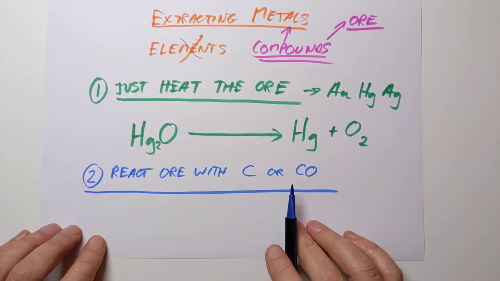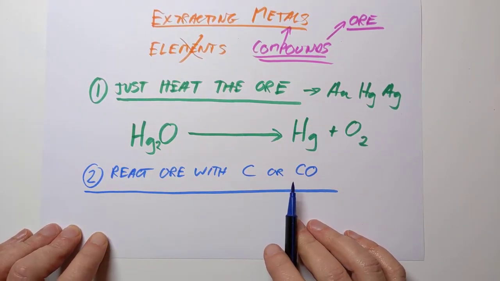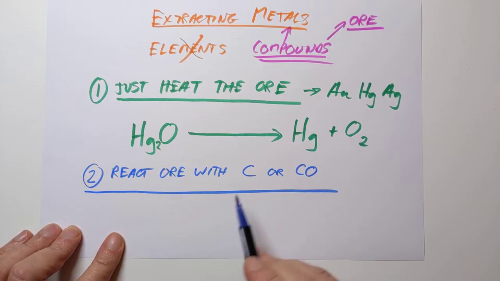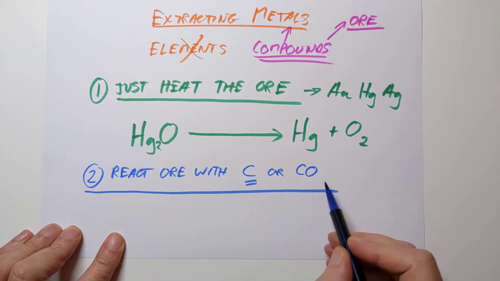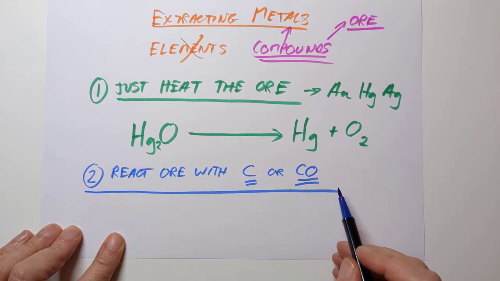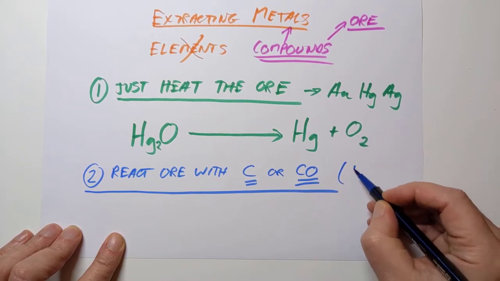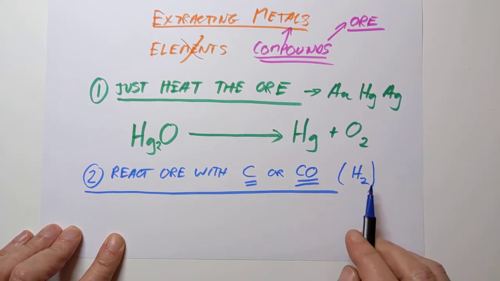Okay, method two. This time we're going to use something a bit more technical. We are going to react your ore with something which is going to rip away the oxygen and leave you with a bare element metal behind. And the two chemicals the SQA want you to be aware of used to be three. We've cut it back down to two these days if you're interested. The third one was actually hydrogen, but that's just for interest.